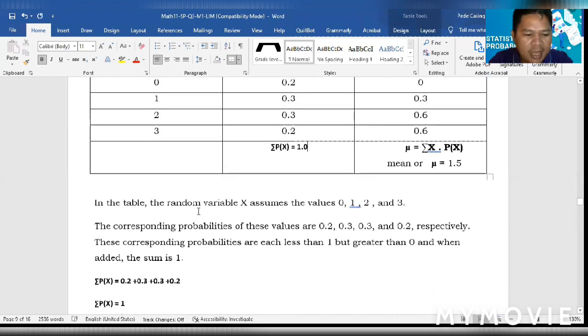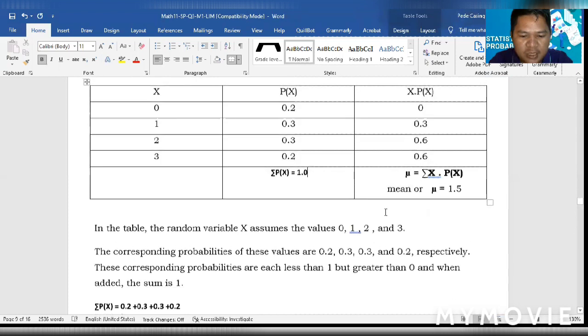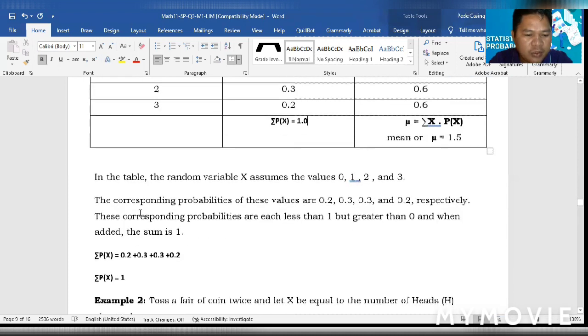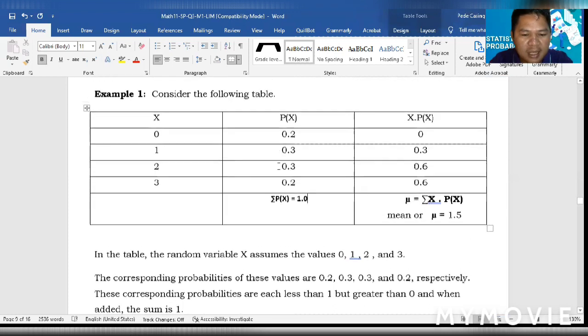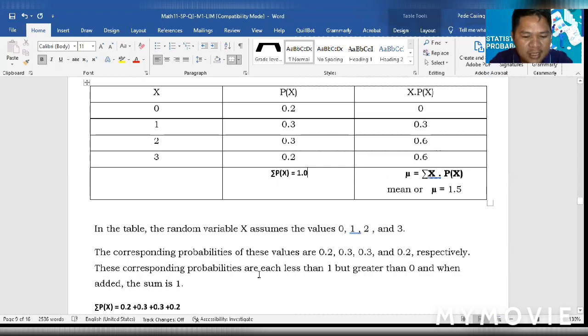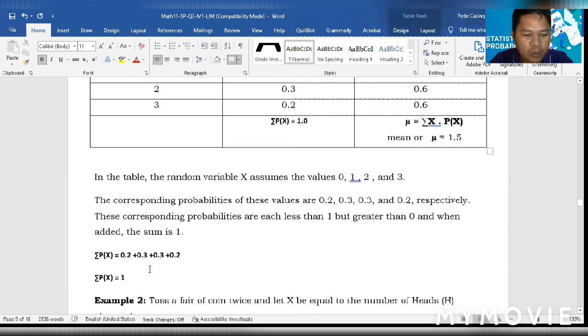So in the table, the random variable x assumes the values 0, 1, 2, 3. These are the random variable for x. So the corresponding probabilities of these values, pag sinabing ano yung mga probabilities, corresponding probabilities. So isulat mo lang ang 0.2, 0.3, 0.3, and 0.2 respectively. These corresponding probabilities are each less than 1 but greater than 0. And when added, the sum is 1. Pag when you add a probability, that is equal to 1.